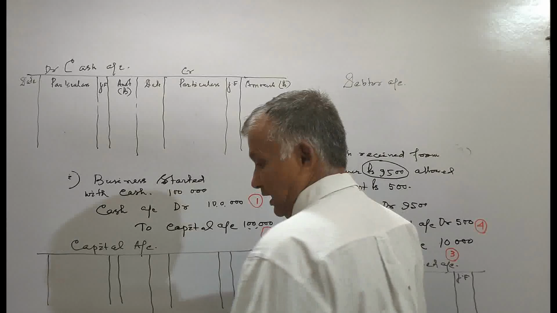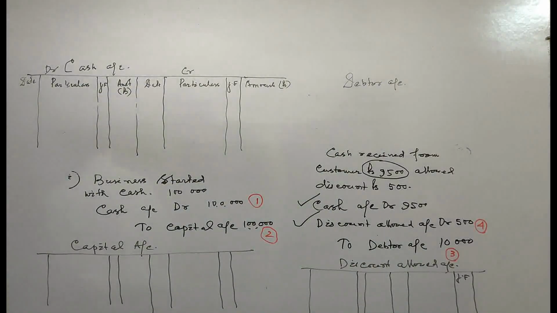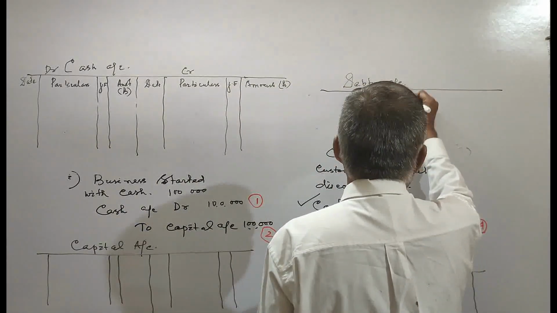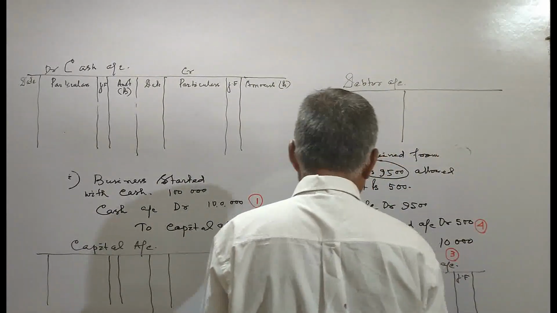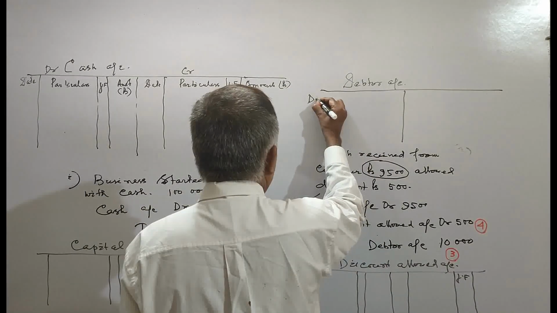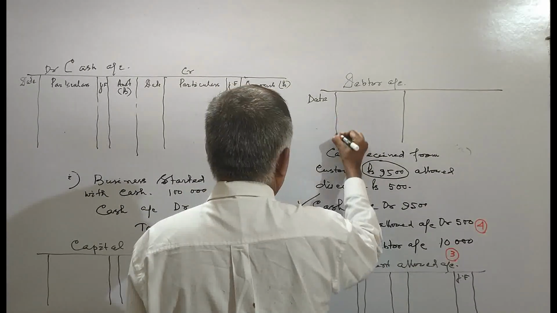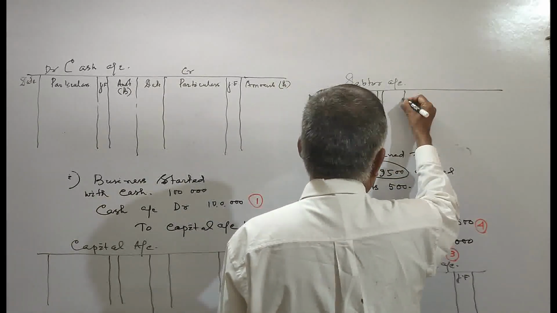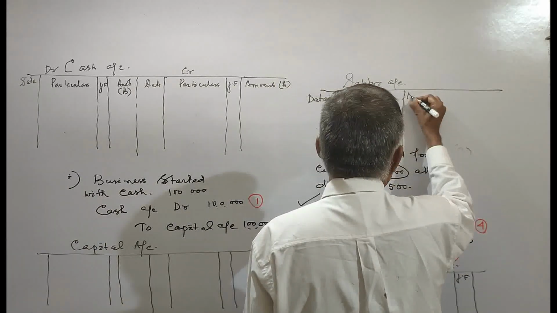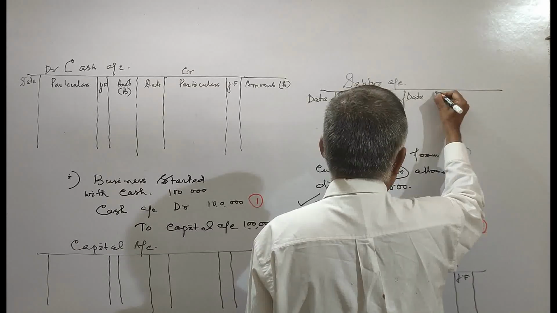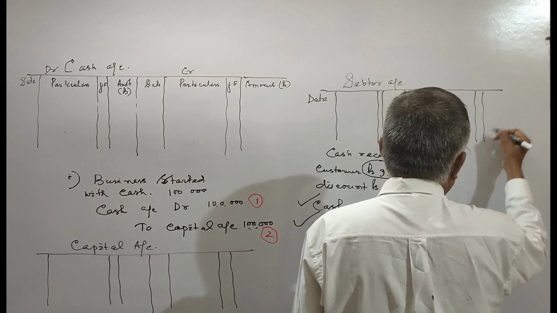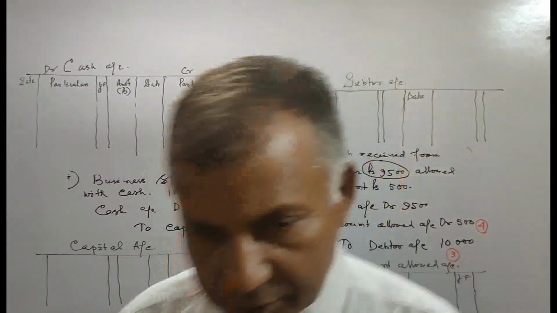Here we will prepare a debtor account. It may be a customer account also. We can call it a customer account. Right? So this is your date, particulars, journal folio, amount. This is again date, particulars, journal folio, amount. Right?